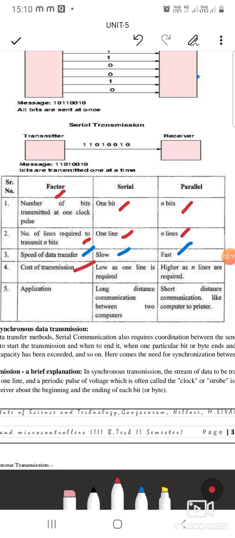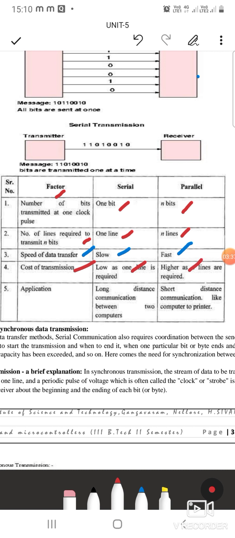Obviously the cost of transmission is low for serial communication, because you are using only one line of communication, so the hardware requirement comes down, and the cost also comes down. But when it goes to parallel, you require more lines from the transmitter end to the receiver end, so it increases the cost of the transmission, obviously.